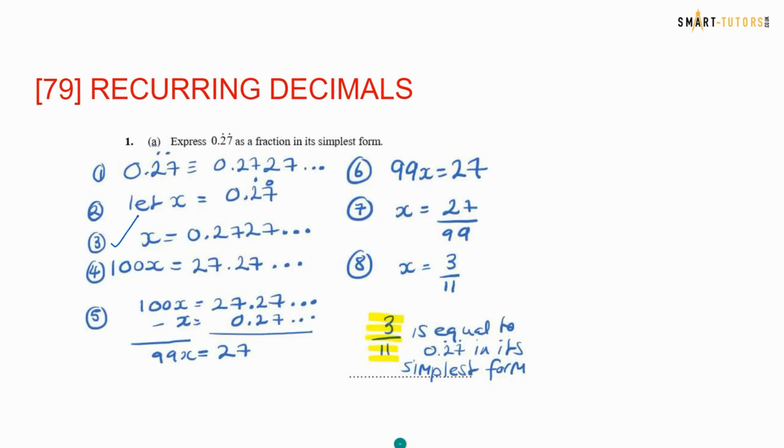100x is 27.272727. If you take away x from 100x, you will come across this decimal part cancelling with the decimal part. 27 take away 0 is 27. So 99x equals 27. x equals 27 over 99, which is 3 over 11. That is the simplest format.